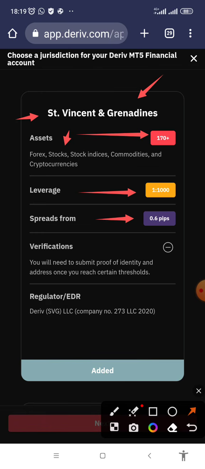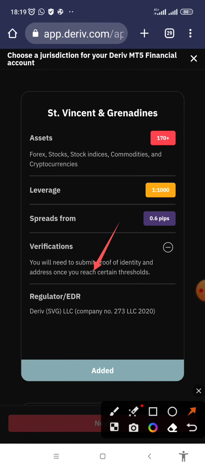Now, this account, which is going to be hosted in St. Vincent and Grenadines, apart from the leverage, they also give you verification details, the things you will need for verification. You will need a proof of your identity card, and then a proof of address or residence. Now, the regulator, which is based in St. Vincent and Grenadines, this is the license they have. DERIV is regulated under St. Vincent and Grenadines. This is the regulator licensing number.